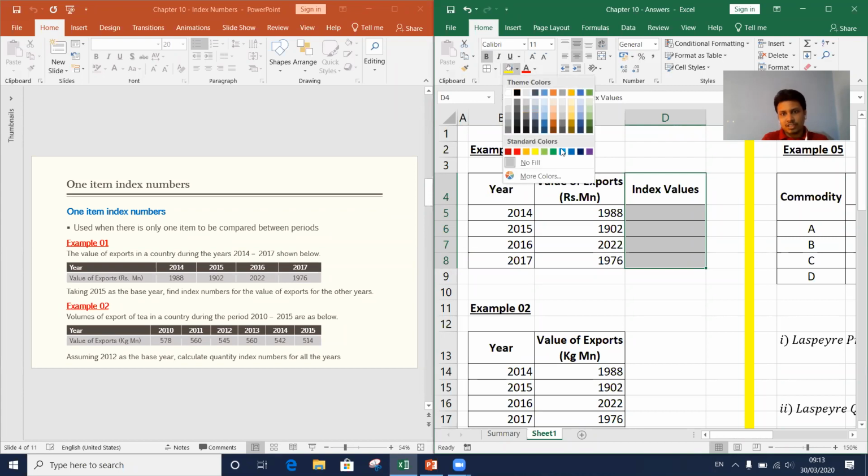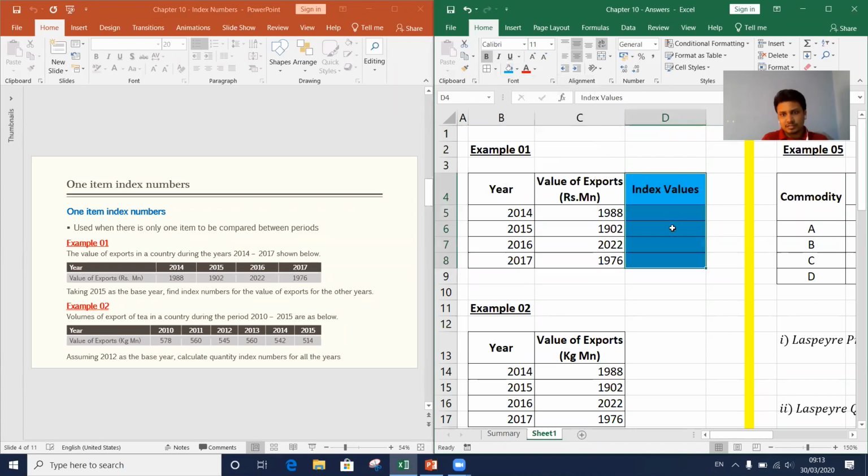How can we find these index values? What is the base year here?